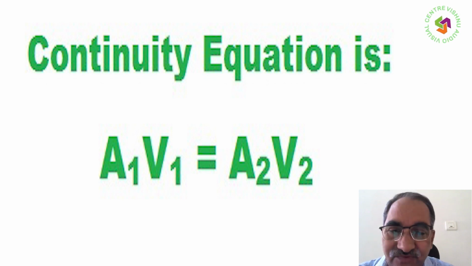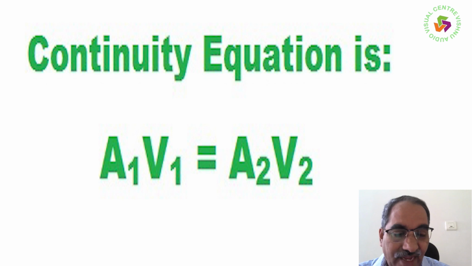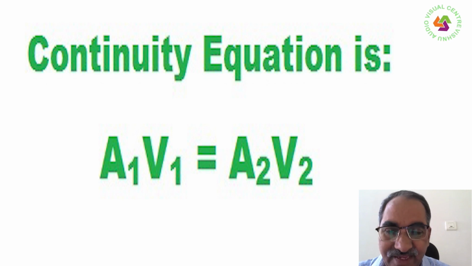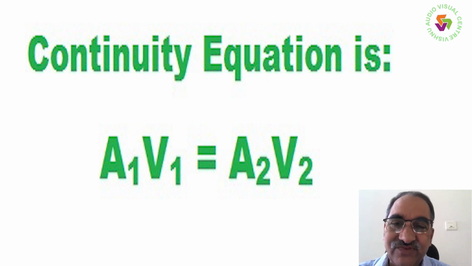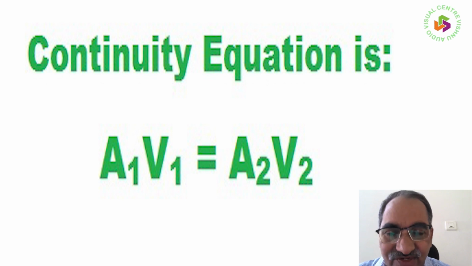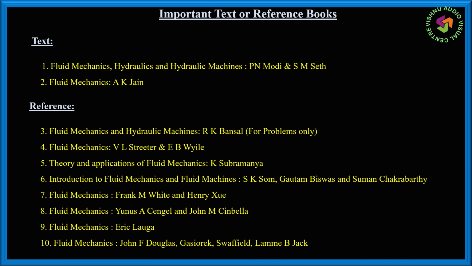And if we are comparing two sections, discharge remains constant. A1 V1 is equal to A2 V2. What A1 V1 is equal to A2 V2 signifies is the continuity equation for the one-dimensional flow. So if you remember this, here I will stop, and in the next class we will go into another section.